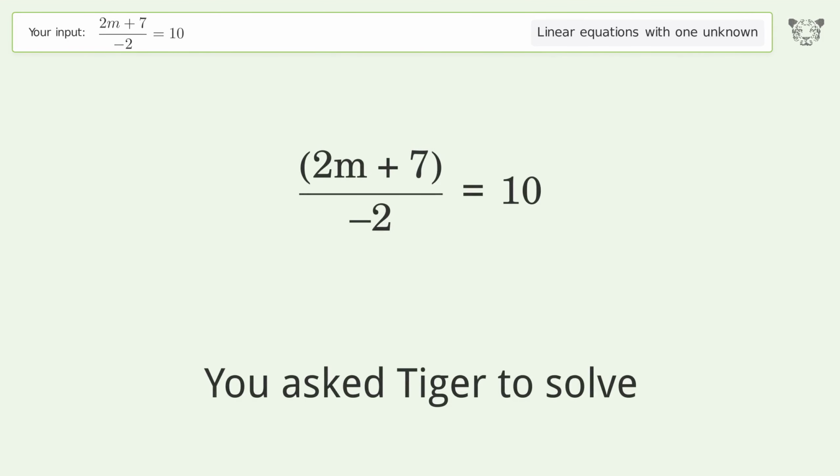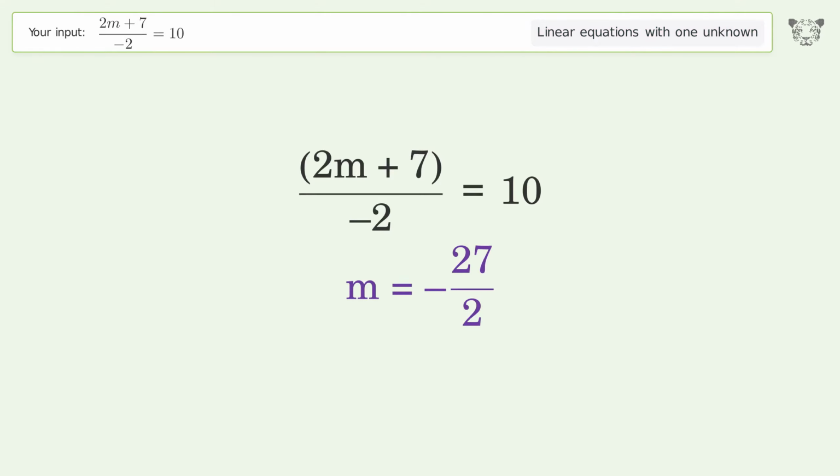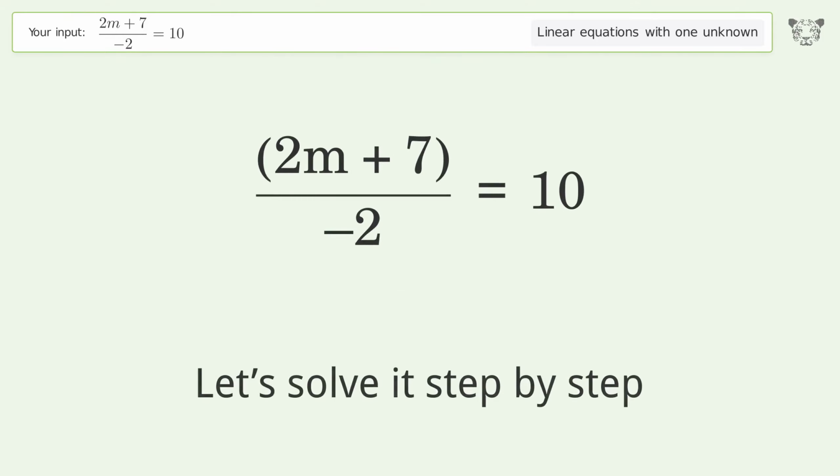You ask Tiger to solve. This deals with linear equations with one unknown. The final result is m equals -27/2. Let's solve it step by step.